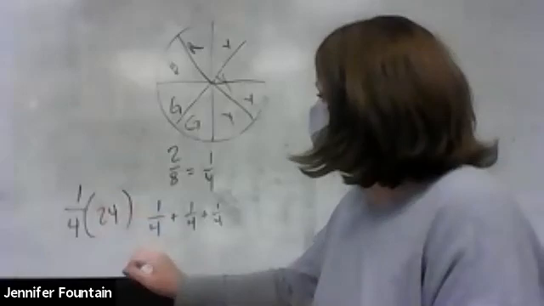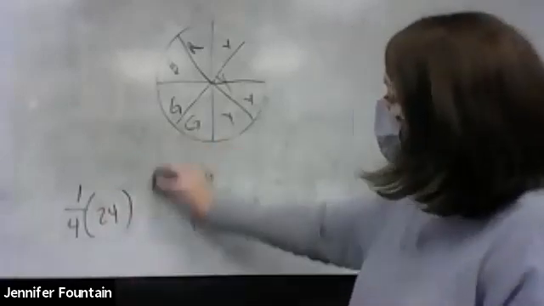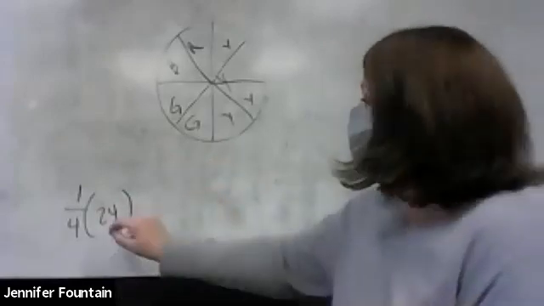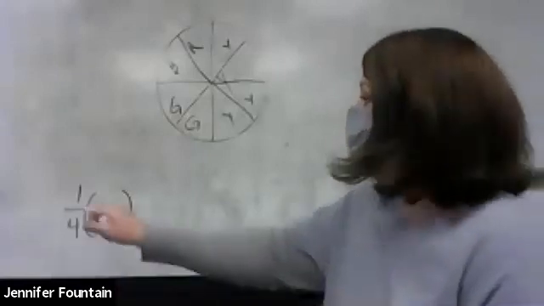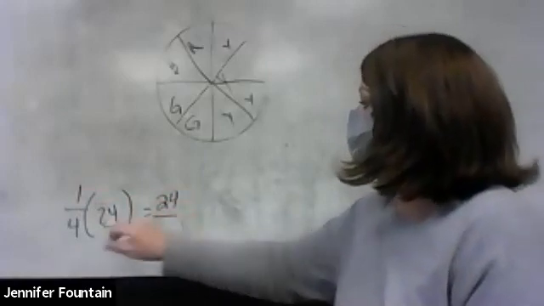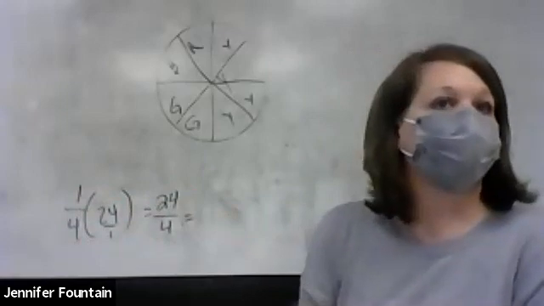Okay. So remember, when I am multiplying a fraction by a whole number, what is my understood denominator of 24? 1. Any whole number has a denominator of 1. So I multiply numerator by numerator. So that's 24. 4 times 1 is 4. And what would that be simplified?